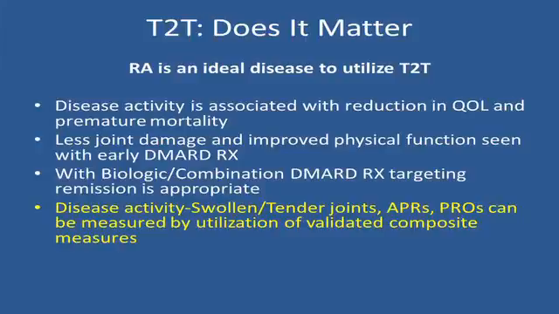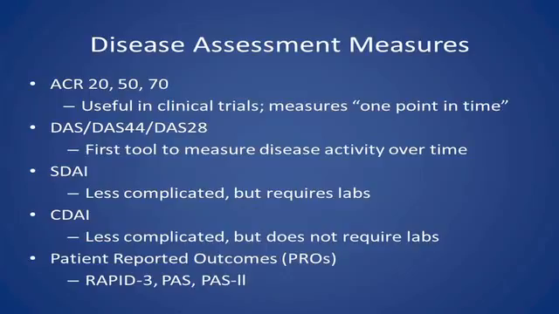But we can look at these joint counts, we can look at acute phase reactants, we can look at patient-reported outcomes, and we now have validated composite measures that we can utilize to measure disease activity. I think everyone in this group is familiar with all of these disease assessment measures. We don't use the ACR responses in clinic. It certainly measures one point at a time. It's not a dynamic measure measuring change over time, like the DAS scores, the various disease activity scores. But again, all of these are available. You have the patient-reported outcomes on the bottom.